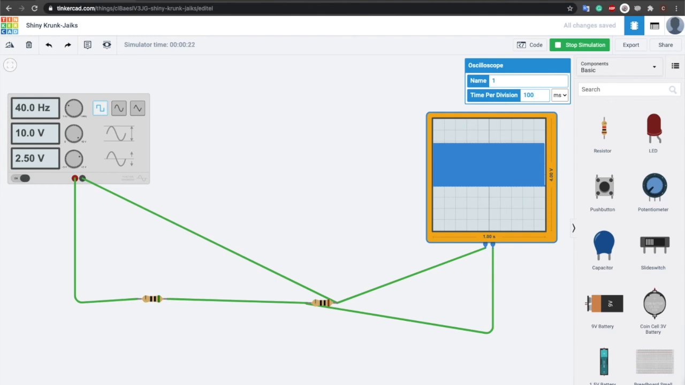We lost the details. So in order to reduce the density of the display, we need to turn down this value. Let's try 10 milliseconds. You see, by turning down this value, we make each division contain less time. Thus, it will display fewer cycles. Now, after adjusting this parameter, we have the best display of our signal. We can see all the details.